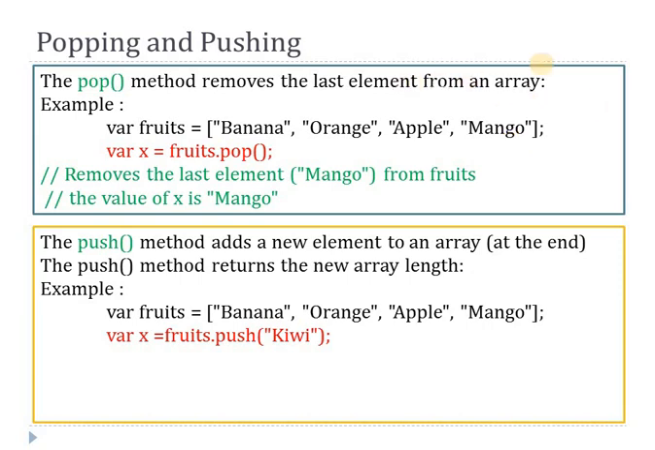For example, the original array length is 4. You can see that here: 1, 2, 3, and 4. So the original array length is 4. After executing this function, the array length will be 5.